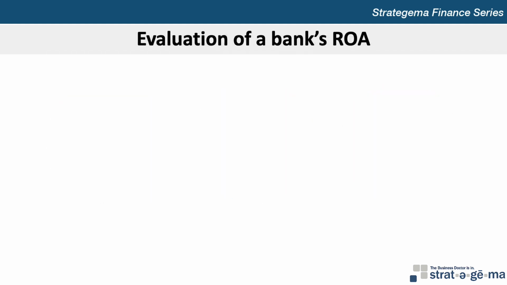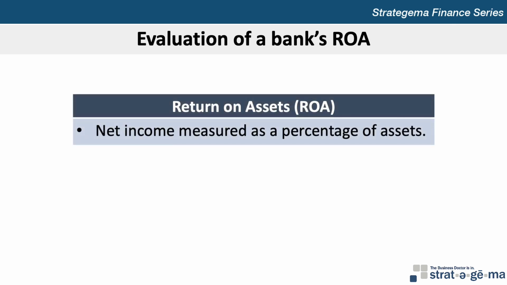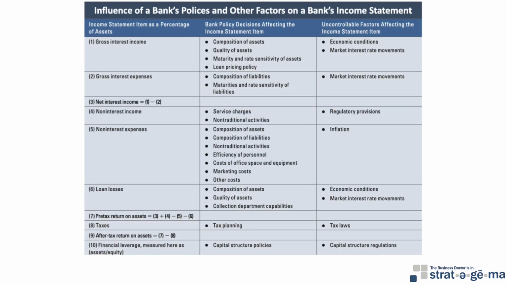The last concept in the chapter relates to evaluation of a bank's return on assets. Net income measured as a percentage of assets is known as the return on assets, or ROA. Net income and ROA as a result are affected by the various income statement items and the policies and other factors that affect those items. This exhibit identifies some of the key policy decisions that influence a bank's income statement. It also highlights some factors not controlled by the bank that affect the bank's income statement.